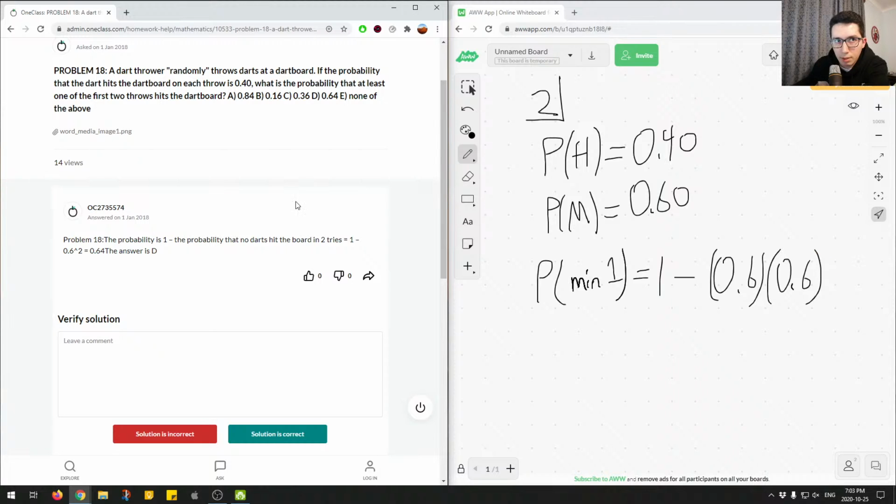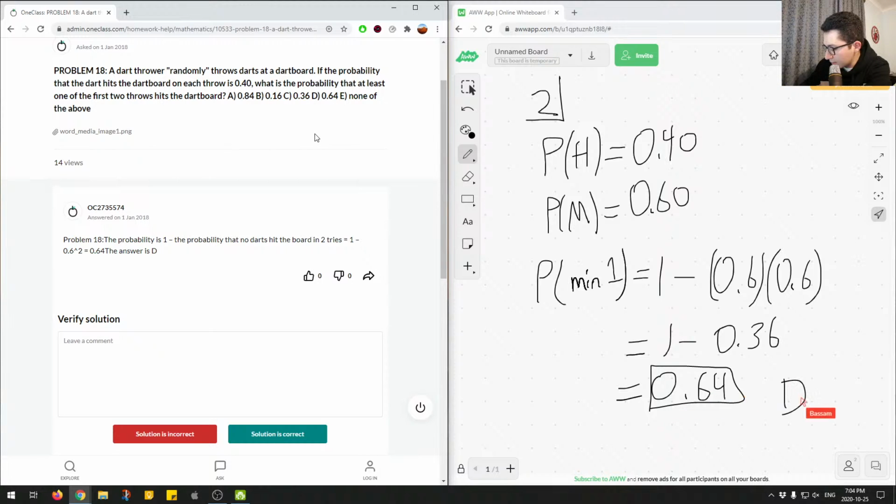By thinking about it this way, we're able to calculate the probability that at least one of the first 2 throws hits the dartboard. We end up with 1 minus 0.36, and that gives us 0.64. That's our answer. Looking at the options, we can see that D is the answer here. So let's say D.